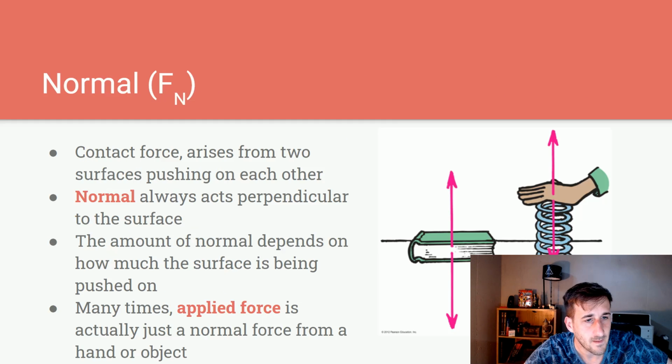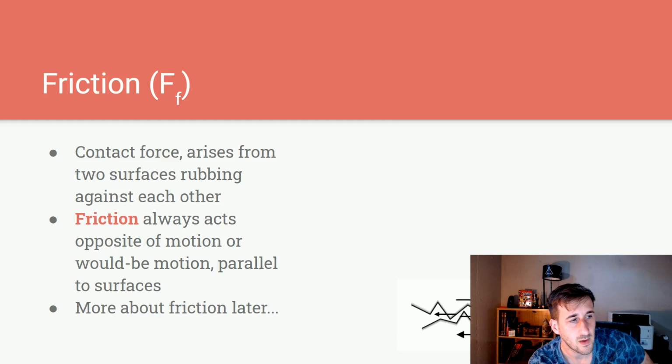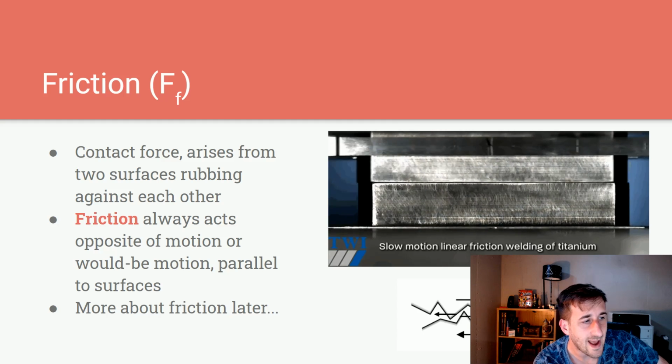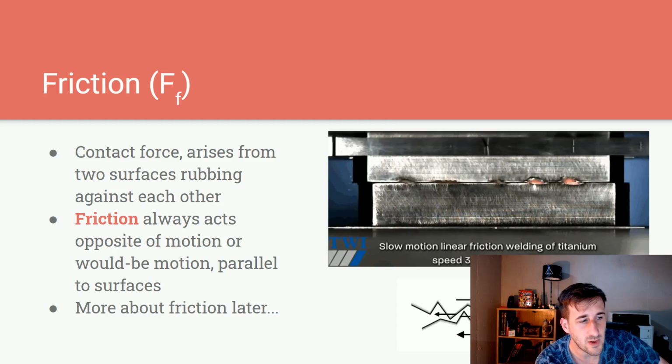Friction. Whoops. I don't know where my friction slide is. Friction is a contact force. So we're talking about two surfaces rubbing against each other. There it is. Friction always acts opposite of motion or would-be motion. And it's always parallel to surfaces.